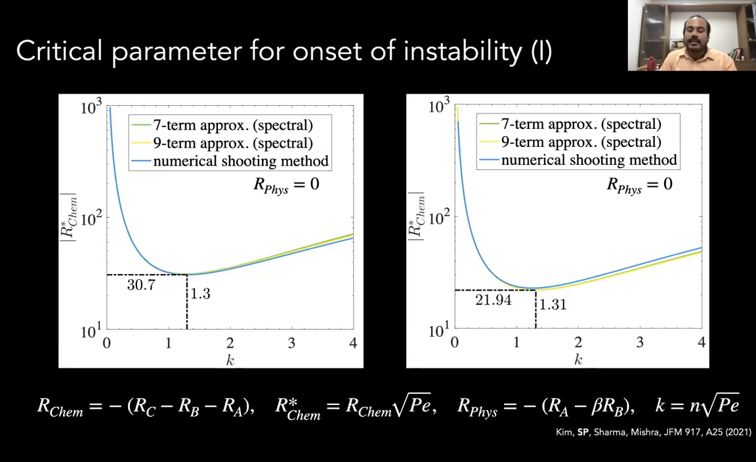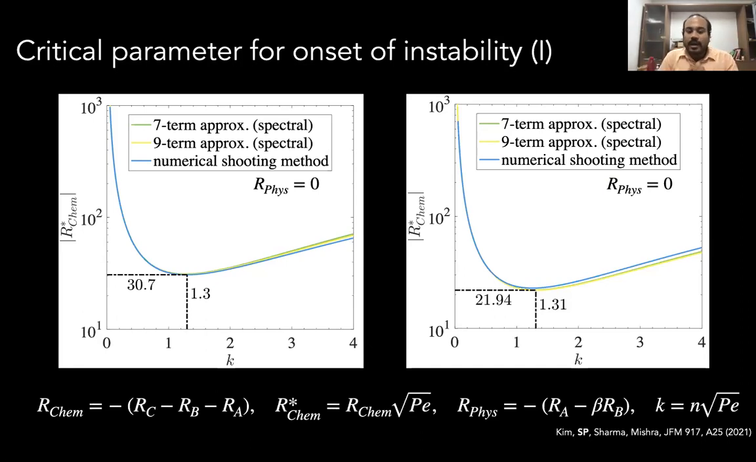R physics tells us about the physical configuration. That means if the reactants A and B already had some viscosity difference, what kind of instability will form in the absence of any chemical reactions or product formation. Whereas R chemical says the added information coming from the chemical reactions or the product formations.